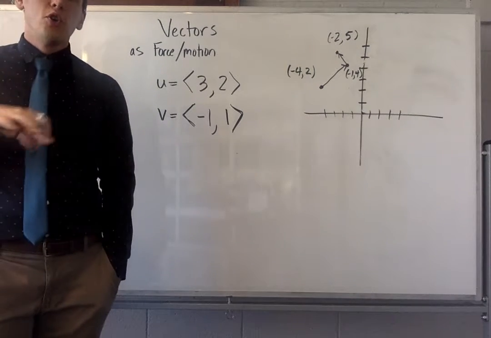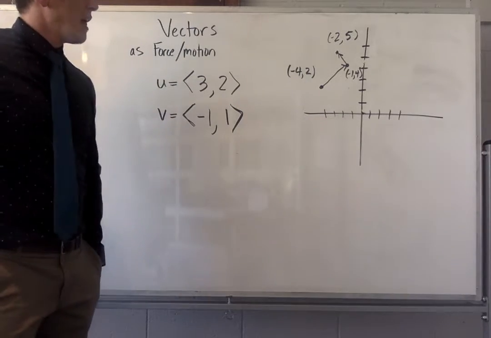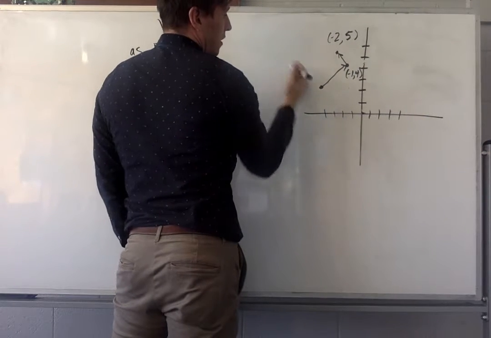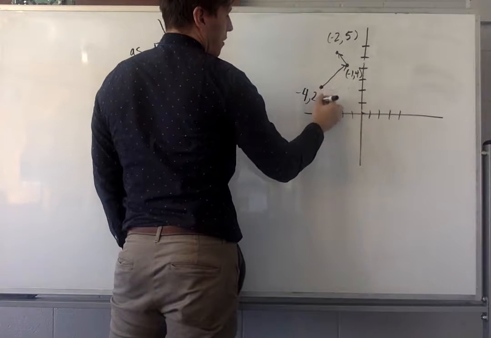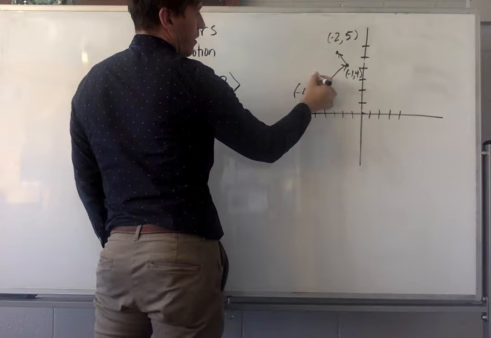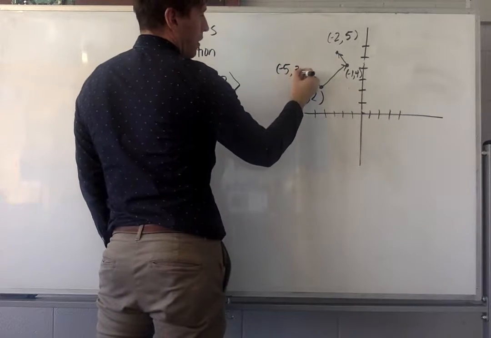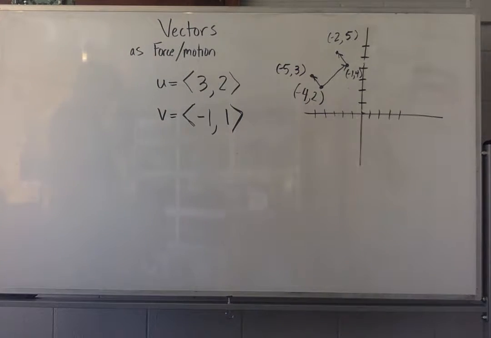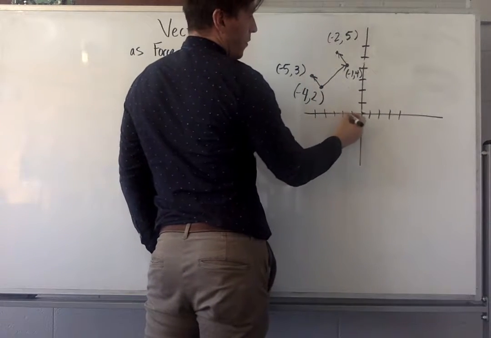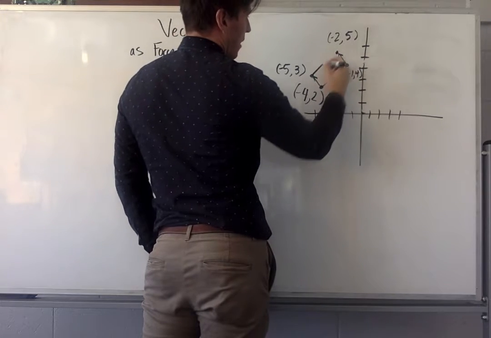Now, the question is, could you do this in a different route? And the answer is yes. If you did v first and u second, let's see what happens. So if I do v first, I'm going to go -1. So this is -4, 2. If I move -1 and +1, then I'll end up at -5, 3. And then apply this other vector, 3, 2. So 1, 2, 3, and up 2, 1, 2. Yeah, I'll end up right back here at this exact same spot.